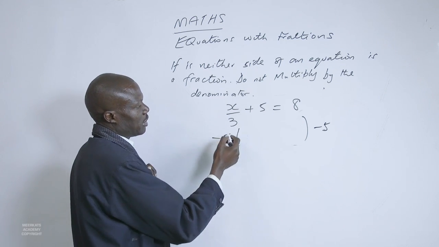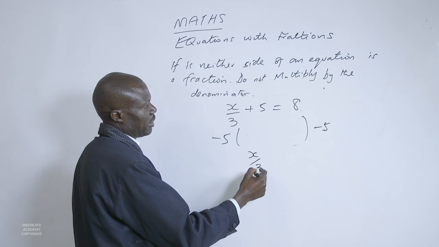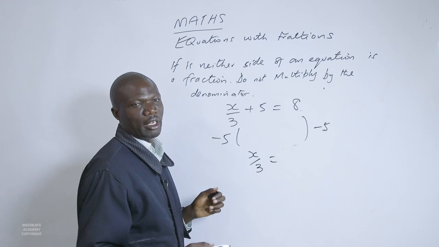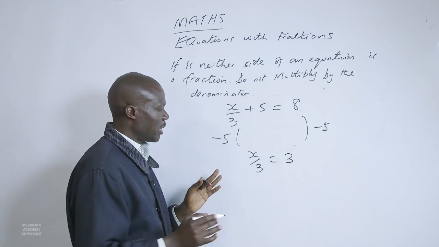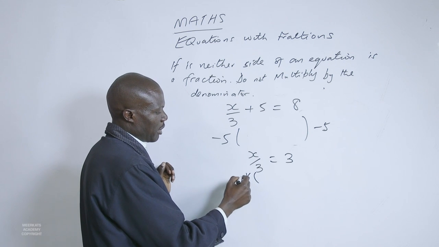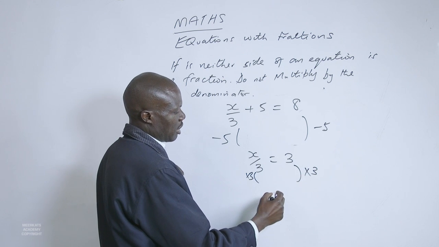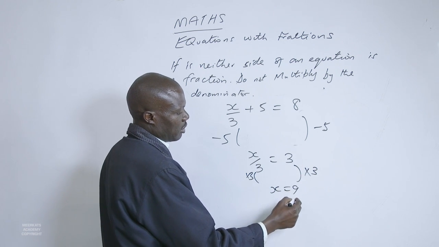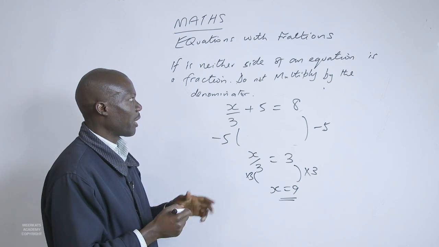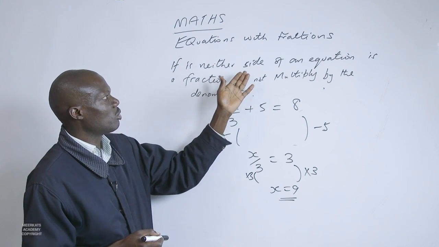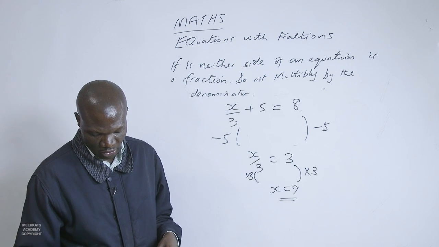So 5 minus 5 is 0, so we shall remain with x over 3 equals 8 minus 5, which is 3. Now, having reached there, you are free. Now you can multiply by 3 here and multiply by 3 there to have x equals 9. This is the correct approach for equations where neither side of the equation is a fraction.